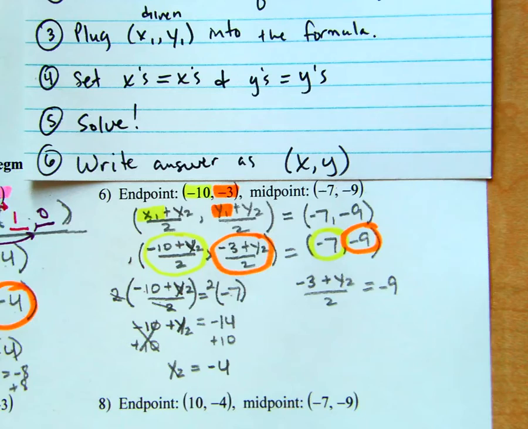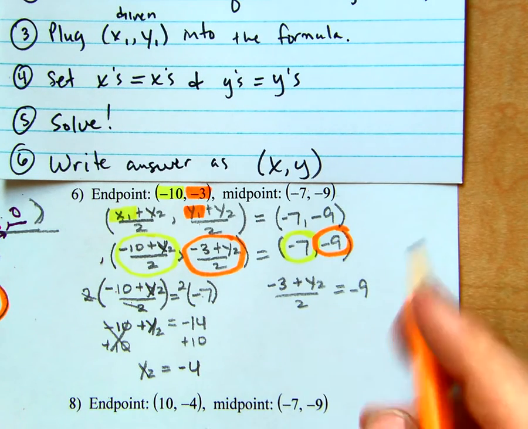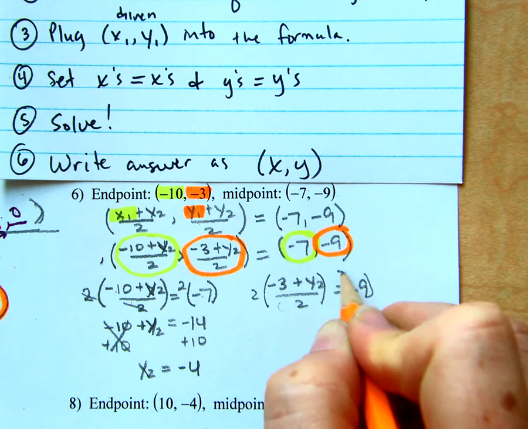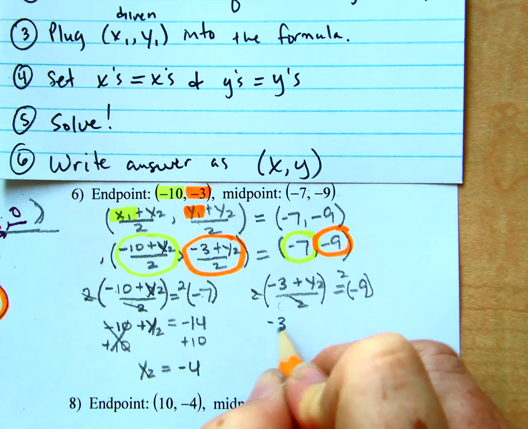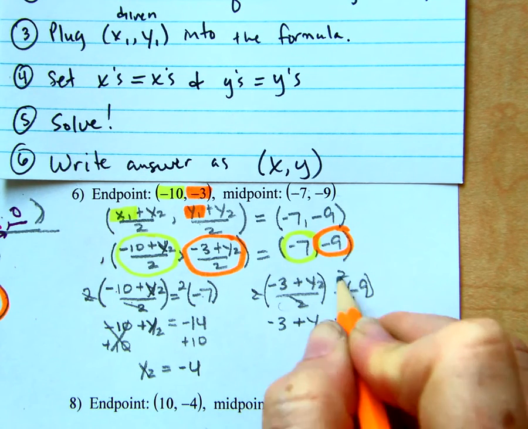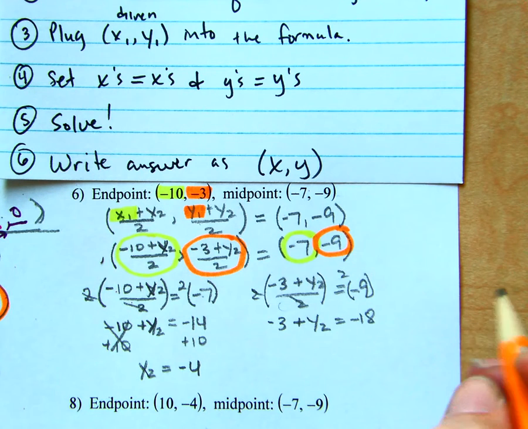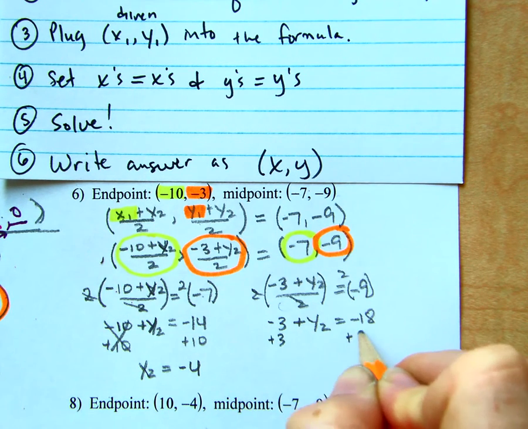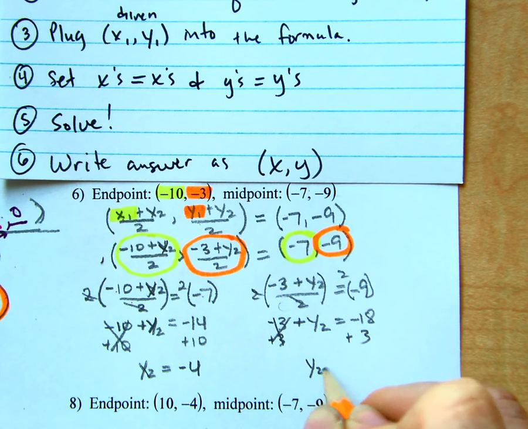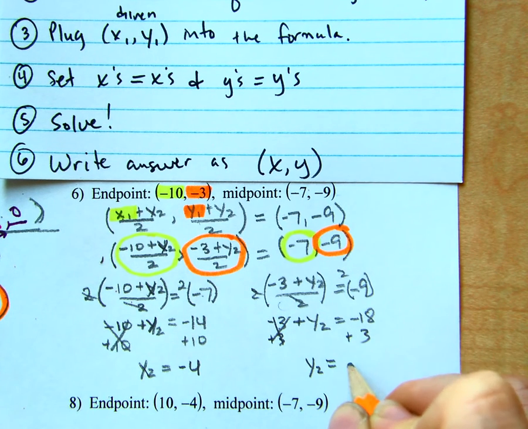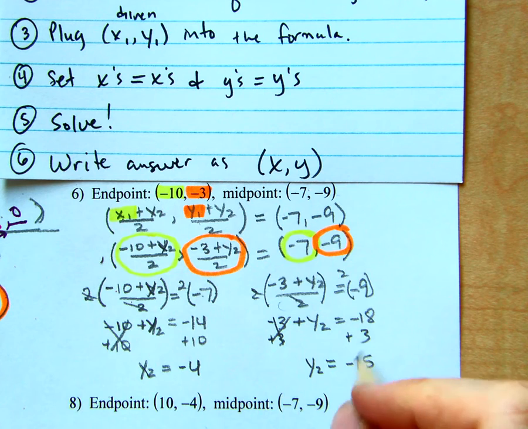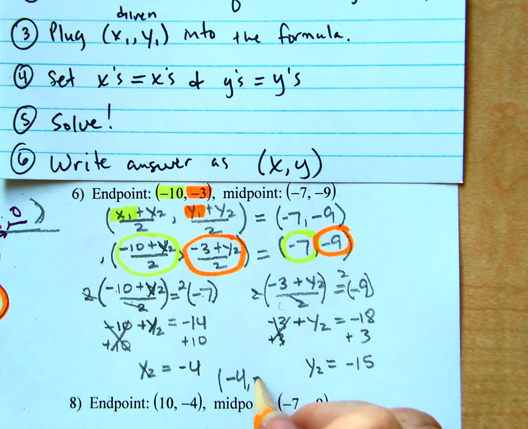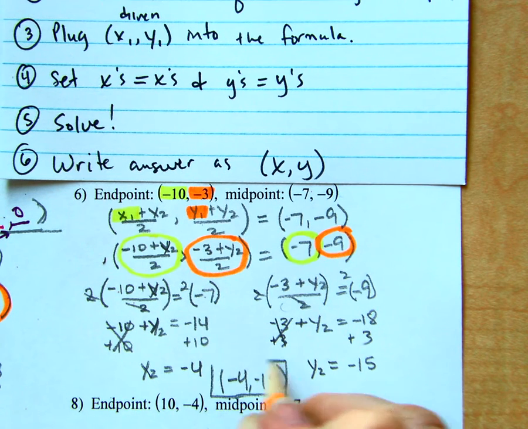Okay? And then I'm going to do the y's over here. Again, getting rid of this big divided by 2 simply by multiplying by 2 on each side. I get negative 3 plus y2 equals 2 times negative 9, which is negative 18. I get rid of the negative 3 by adding 3 to both sides. That's now 0. And so I now have y2 is equal to negative 18 plus 3, which is negative 15. This makes my other endpoint, writing my answer as an ordered pair, negative 4, negative 15. Okay.